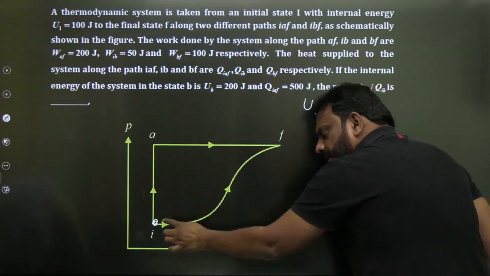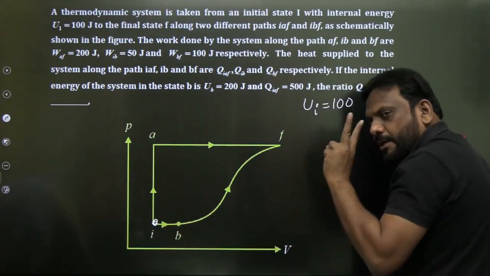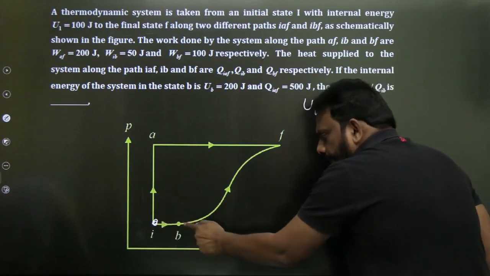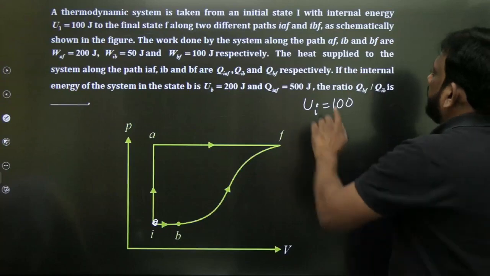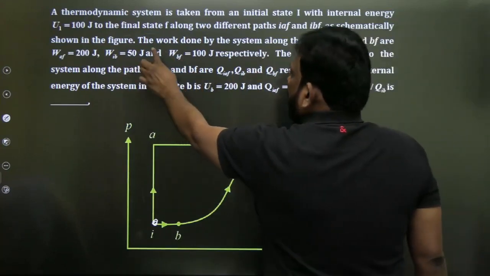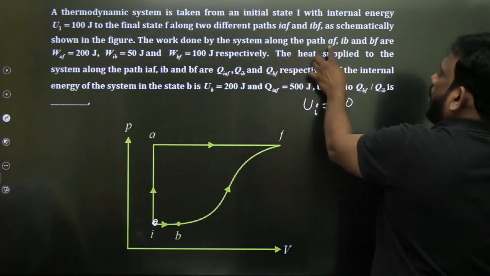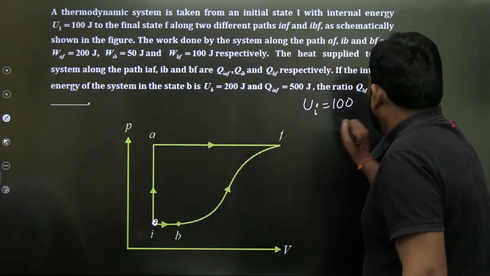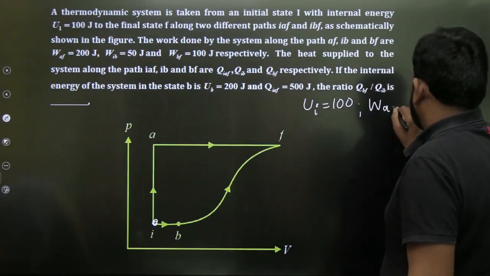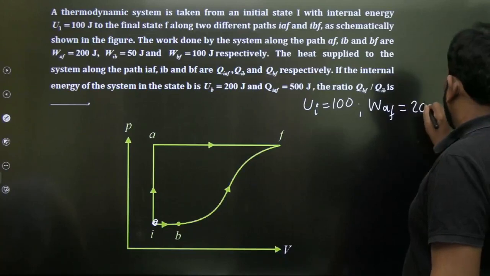It means the system is taken from initial state I to the final state F by two paths. One is IBF, the other is IAF. There are two paths. Okay. The work done by the system and UI are given. The work done by the system along AF, IB and BF are also given. So the work done along AF, listen carefully, is 200.